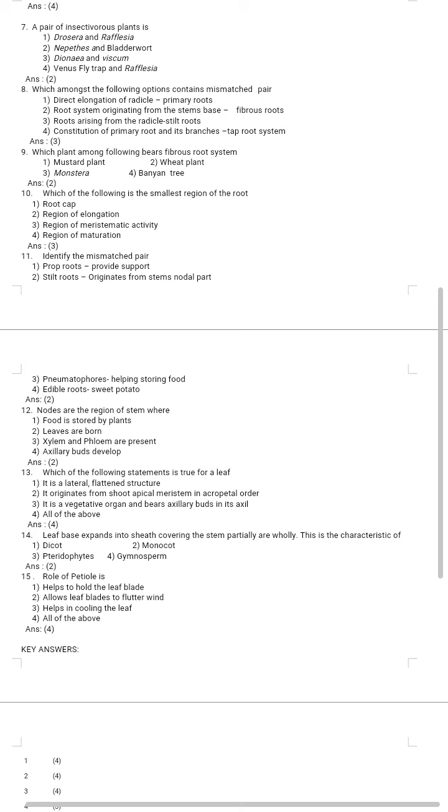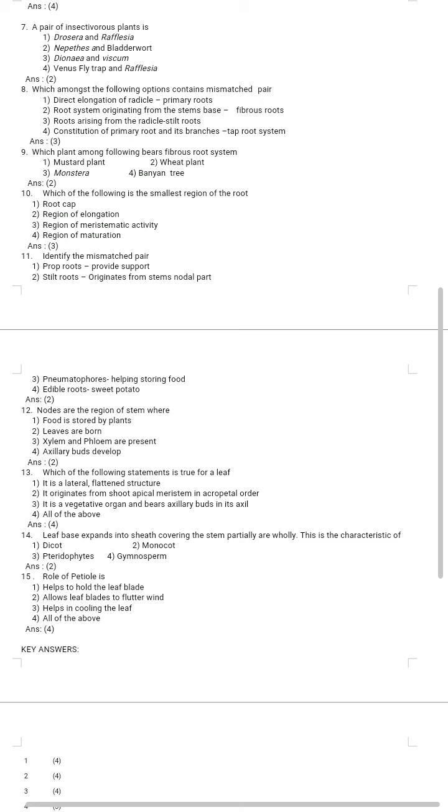Which of the following is the smallest region of the root? Let us see options, students. Option 1, root cap. Option 2, region of elongation. Option 3, region of meristematic activity. Option 4, region of maturation. So the correct option for this question is region of meristematic activity. Let us see the explanation for this. Which of the following is the smallest region of the root?